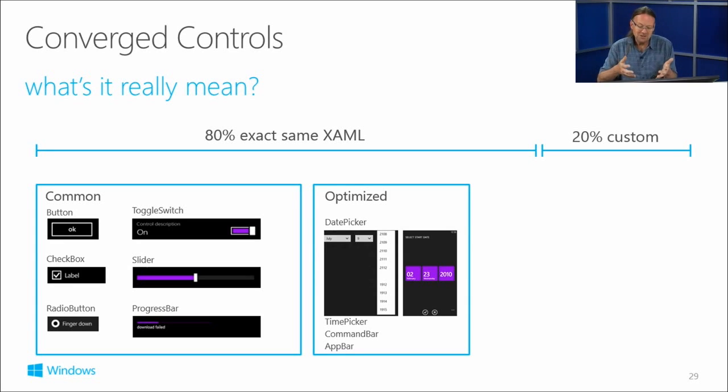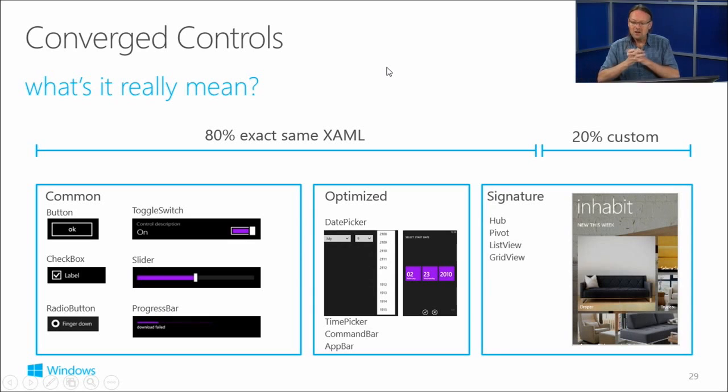And a great example of that is the date picker, which on Windows Phone you have this nice swipey rotary control, but on the tablet or PC you're into sort of more traditional, if you like, drop-down boxes. And there are others that work like that as well.